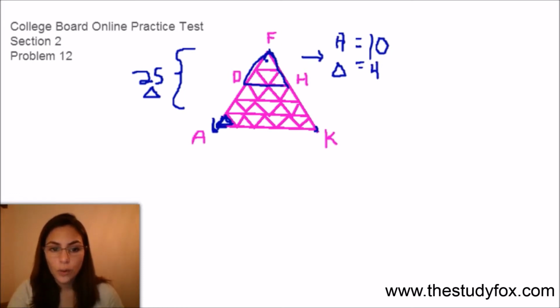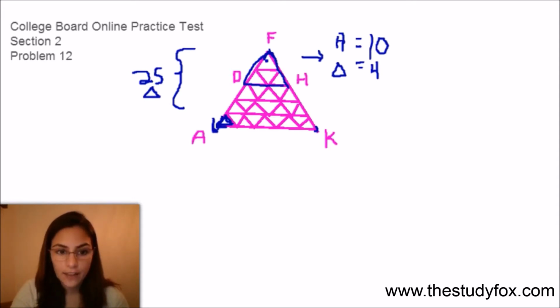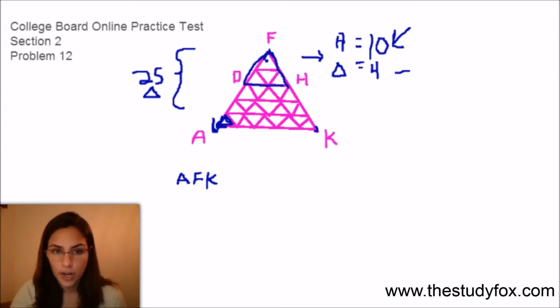So all we want to know, if we look back at our question, is what is the area of AFK? So AFK is our big triangle. And we know the area of the smaller triangle. We know how many small triangles are there, and we know how many small triangles are in the big triangle. So all we're missing is the area of the big triangle.